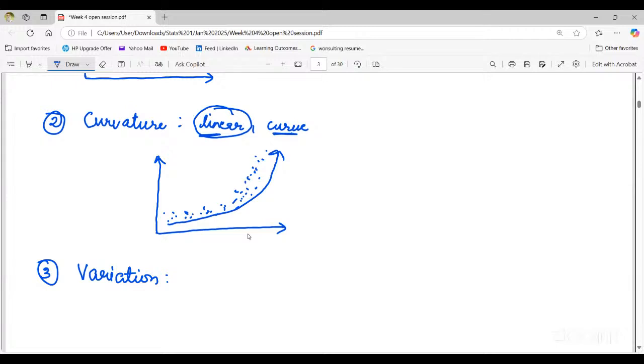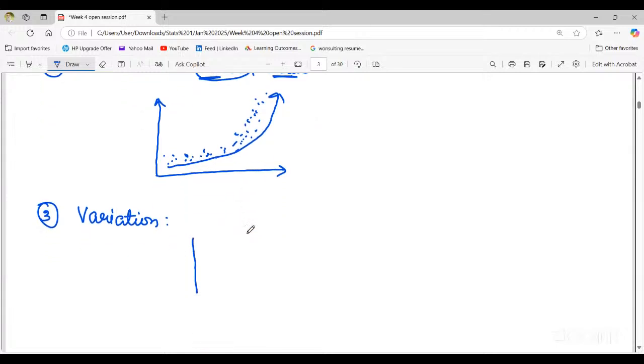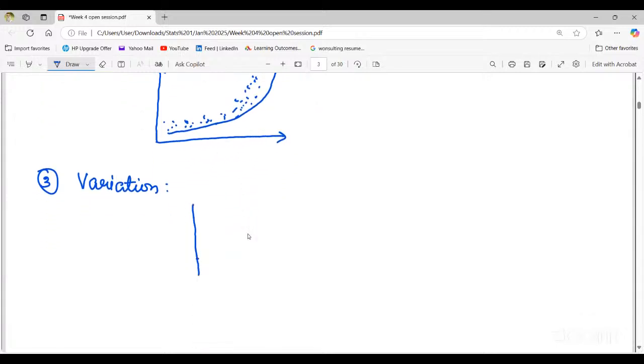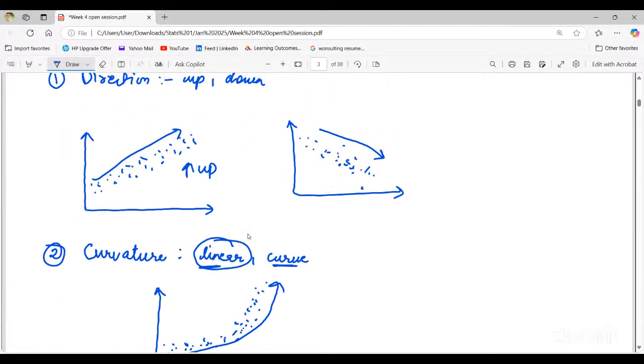So what do you mean by variation? Whether it is tightly clustered or not. Okay. So if you see this figure, now tell me whether there is a variation or not, whether it is tightly clustered or not. Tightly clustered, I think. It is tightly clustered, right? Everyone? Yes, ma'am. This is tightly clustered.